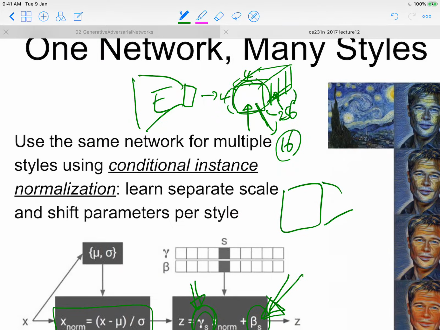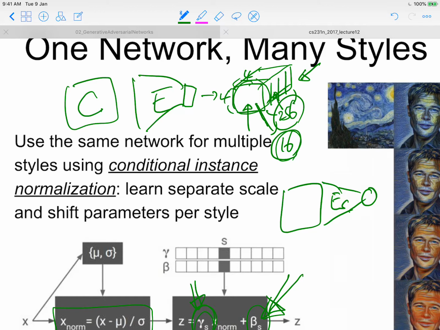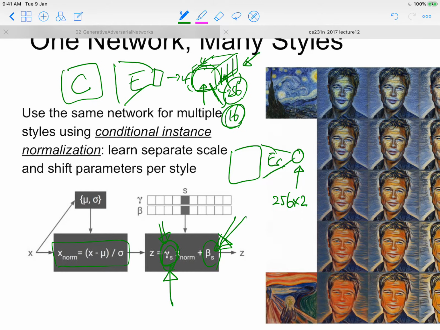We have some style image and its own encoder, E_S. If we have 256 different channels for the encoder output of our content image or target image, then at the end of the output of this style encoder, we will have 256 by 2 real values that indicate each channel's mean and variance. So those gamma and beta are given by our own network, which encodes the given style image.